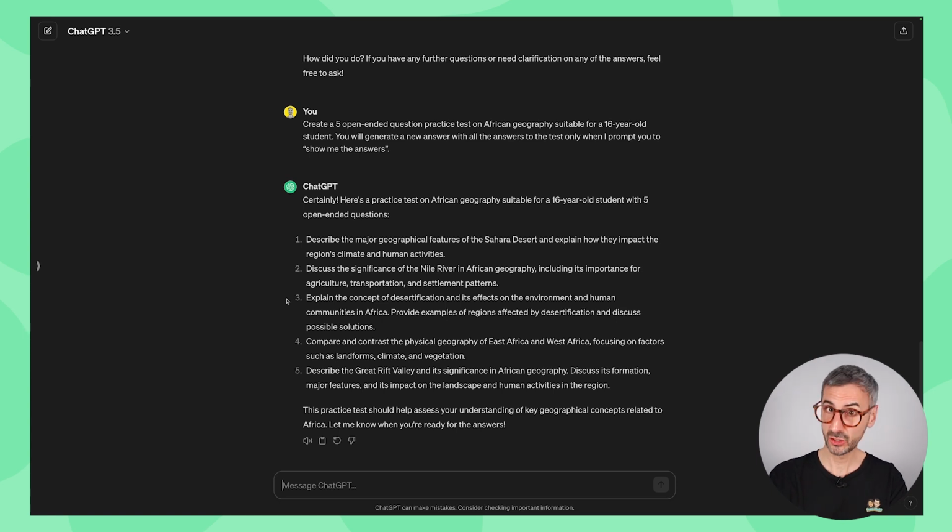Again, I didn't study before. I could probably give you some information about the Sahara Desert, which is covering parts of Tunisia, Morocco, and Algeria, and how they impact the region's climate. So obviously, it's very dry, could be cold during the night, very hot during the days. As for human activities, there are some nomadic people traveling through this desert called Bedouin, if I remember correctly. So let's see, like, show me the answers.